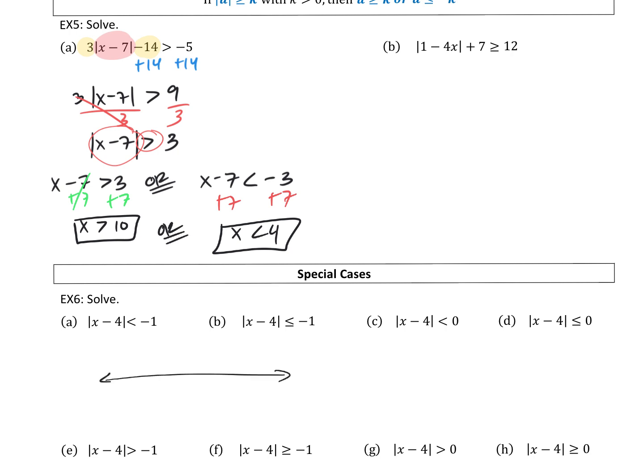So on our number line, we have 0, 4, and 10. And we're looking at x is greater than 10, and x is less than 4. So that's how we would graph it. Now, how would we do interval notation?